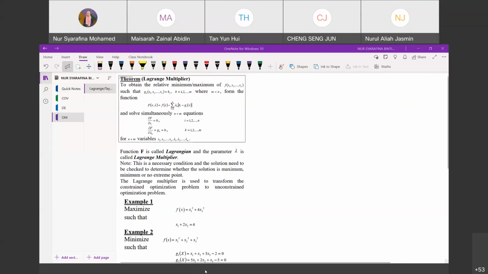So let's take a look at our CI. We are going to discuss unconstrained and constrained. So the Lagrange multiplier is the basic theorem for constrained optimization. So let's take a look at the constrained optimization first, and then after this, we're going to proceed with unconstrained. There are a lot of methods in unconstrained. Okay, let me share you the CI first, so that we are on track.